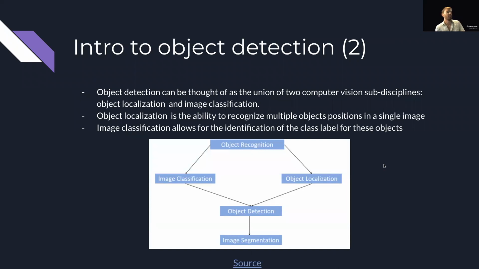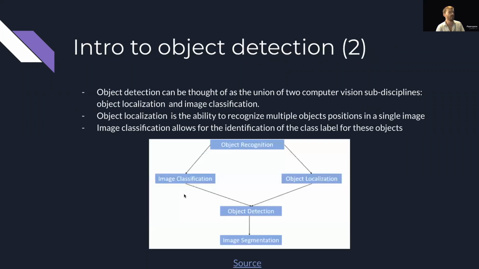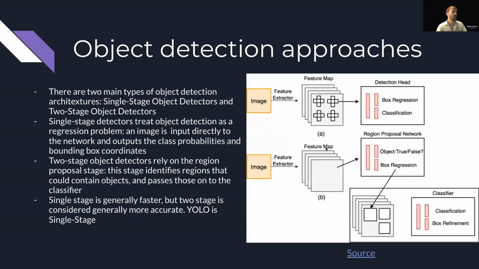Object detection can be thought of as the union of 2 computer vision subdisciplines, object localization and image classification. Object localization is the ability to recognize multiple objects' positions in a single image. So here we can see that it's detecting multiple objects here. And then to add the labels, image classification allows for the identification of the class label for these objects. When we unify these and take it further, we can get object detection and eventually image segmentation.